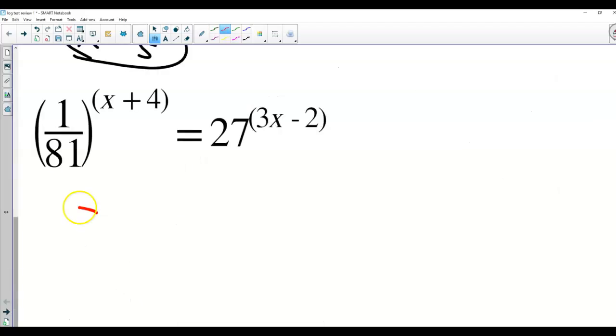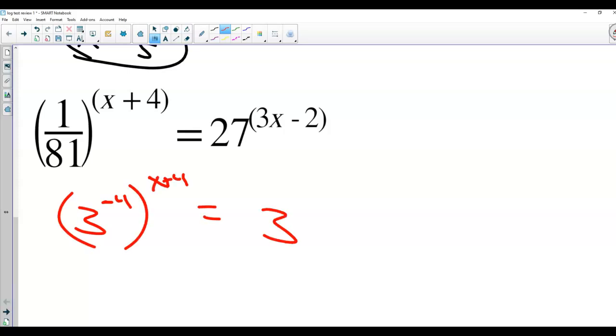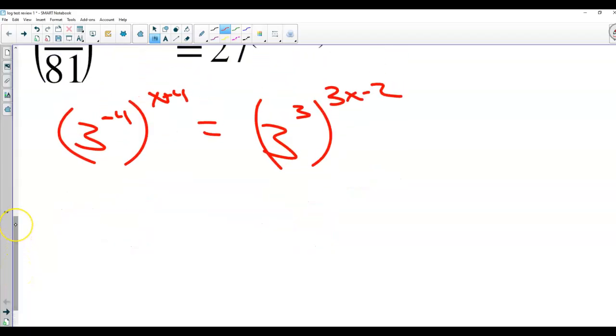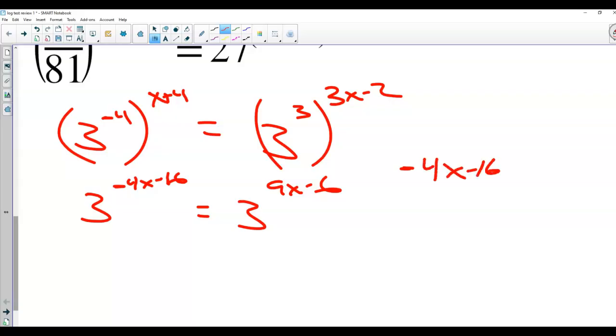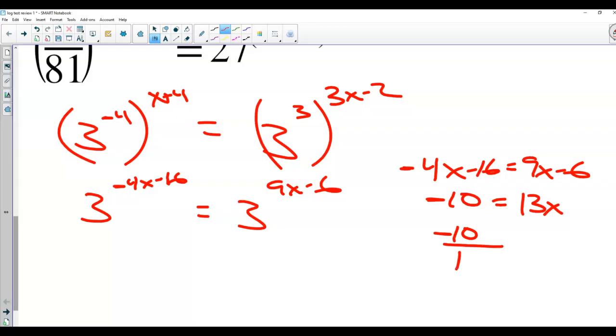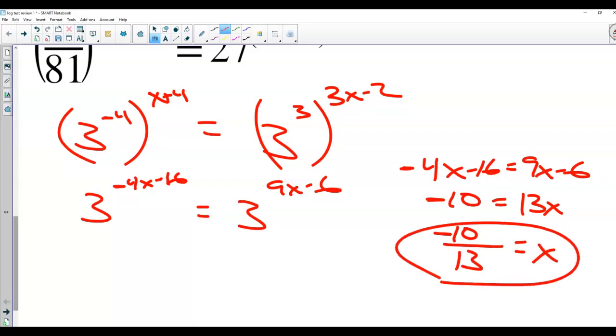1 over 81, I'm going to write that as 3 to the negative 4th. 3 cubed, 3x minus 2. 3 to the negative 4x minus 16, 3 to the 9x minus 6. Are there any questions with that? Same base to the exponent. And now I'm going to set those exponents equal. I'm going to add 4x to both sides, I get 13x. I'm going to add 6 to both sides, I'm going to get negative 10. Absolutely, negative 10 over 13 can be your answer.